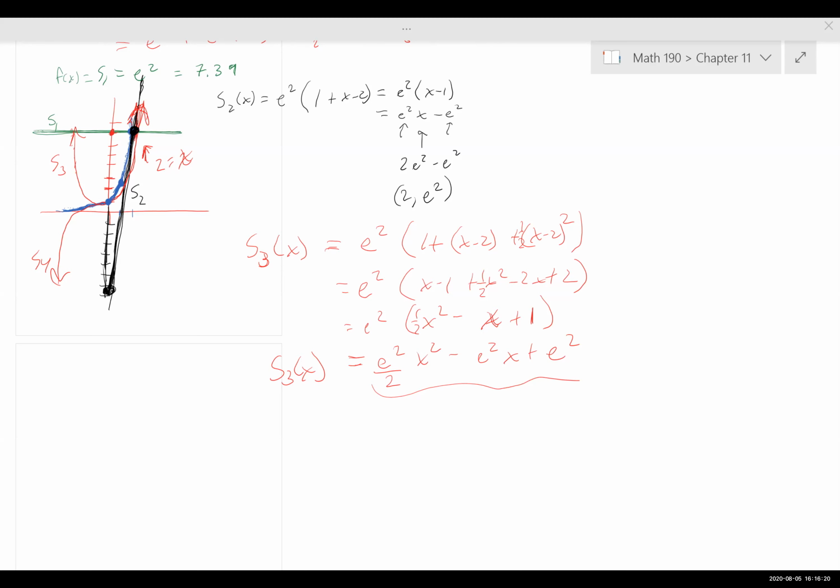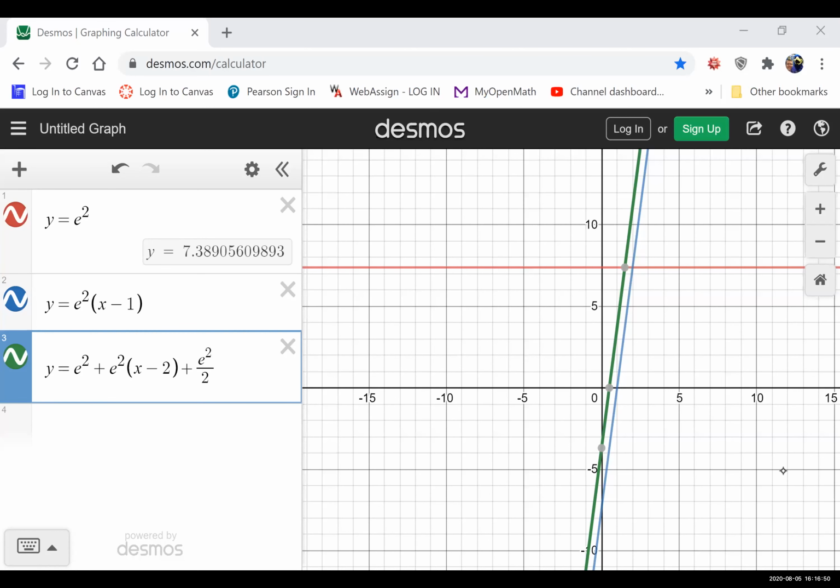Did you have a comment? Is your screen stopped? No, my screen is not stopped. Is it stopped for you? Yes. Okay, well, let me stop my share, and then I'll try to share my screen again. Is that better? Can you see it?